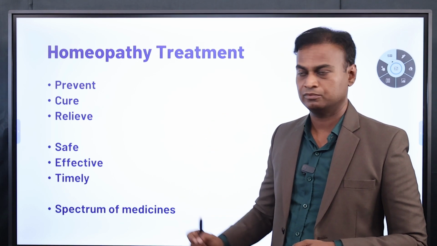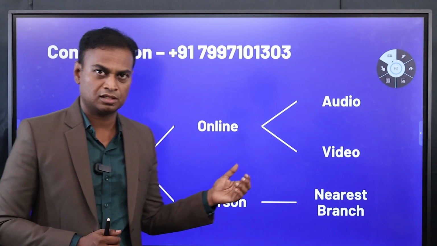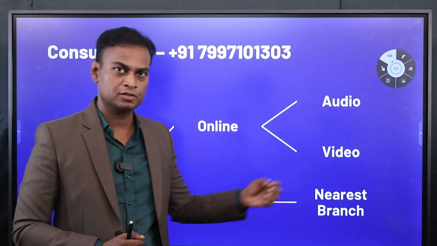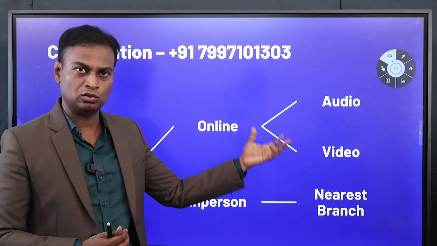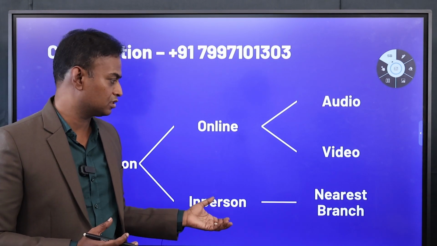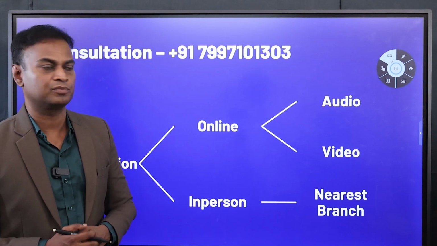It is very effective. We give two types of consultation for autism: online consultation and in-person consultation. In online, you can speak to us in audio or video calls. You can share the reports which you have. If any other reports are needed, you can get them done locally and send them back to us. If you are interested in consulting in person, you can inquire about the nearest branch. You can meet our doctors and take the treatment for autism.